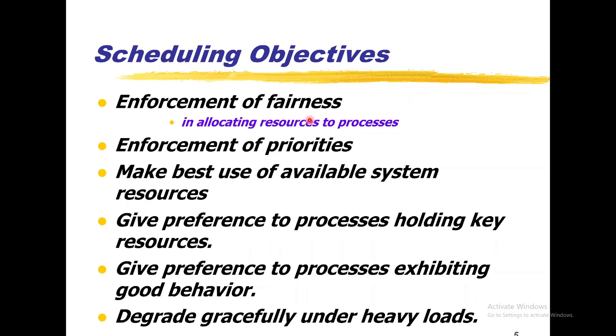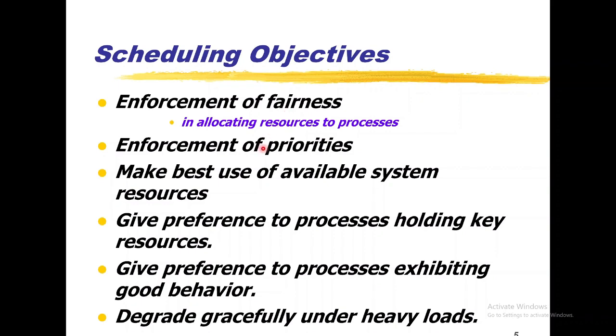Now, scheduling objectives. One is to enforce fairness in allocating resources to priorities. We want to make sure that every process gets appropriate execution. We don't want the CPU to just sit working on only one program. It should be able to work on each program fairly. Give a process its due time, and then after that, give another process.